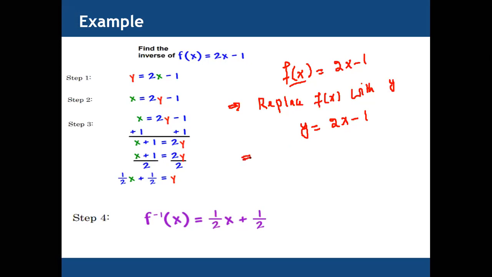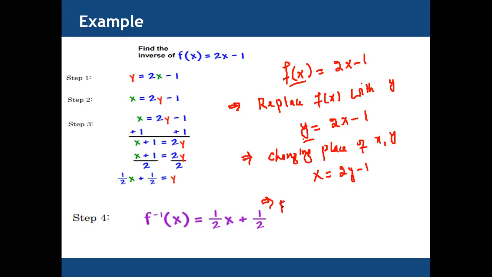Second step is now interchanging the values of x and y, changing the places of x and y. We have y, so write down x. We have 2x, so write down 2y. Now we interchange the values of x and y. We replace x with y and y with x. That is step number second.